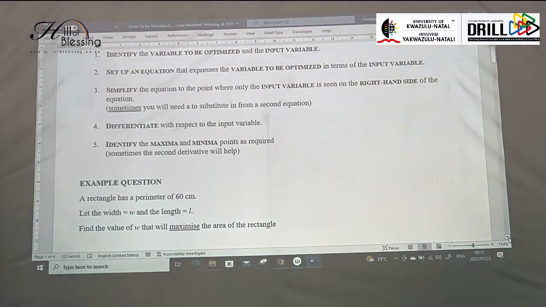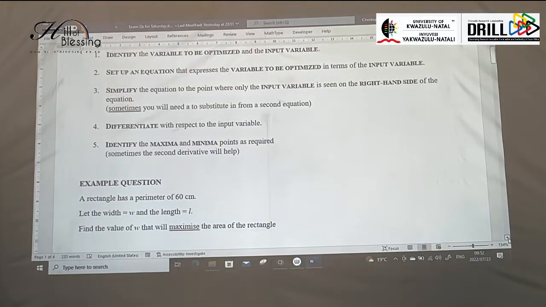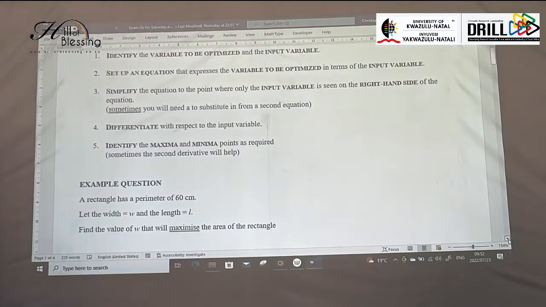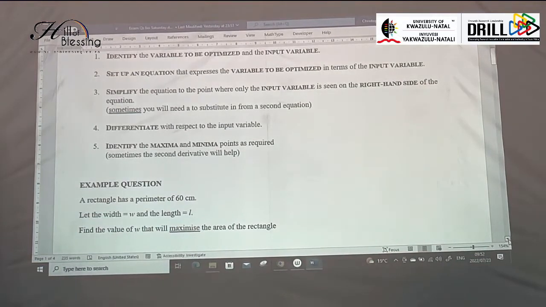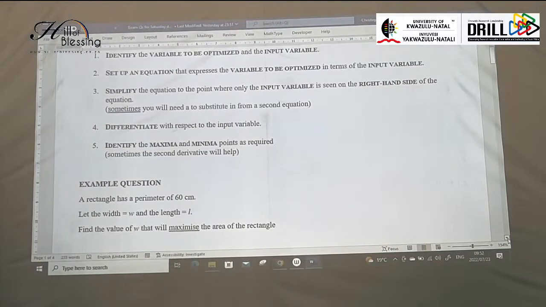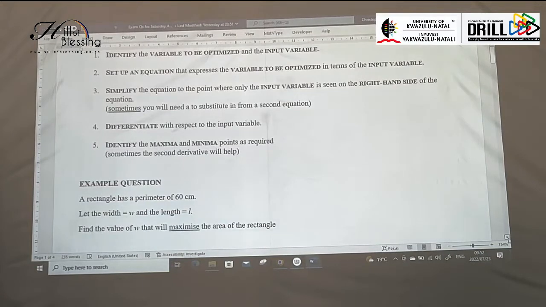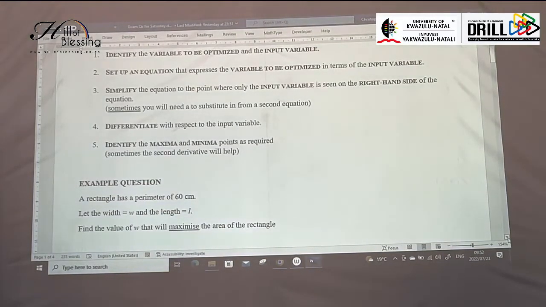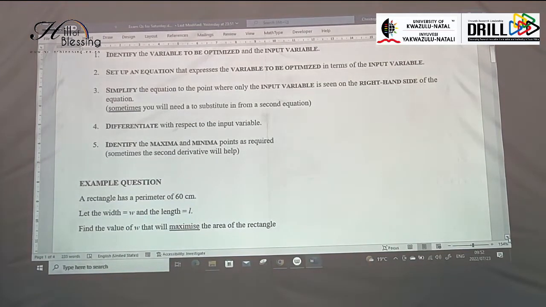The question says maximize the area. The variable that has that phrase just before it, maximize the whatever it is, minimize the whatever it is, find the optimum whatever it is, is usually the output variable, the one that you're trying to optimize. And the question also says to find the value of W that will maximize. So when they say find a certain value that will maximize, that variable is usually the input variable. Now step number 2 is to use the information from the question to set up an equation.